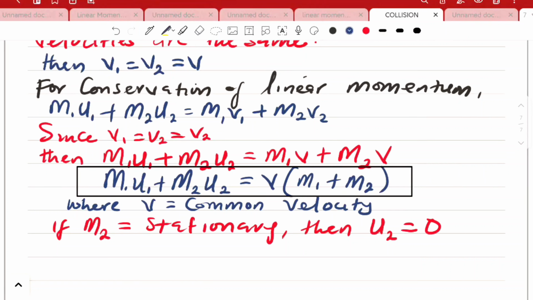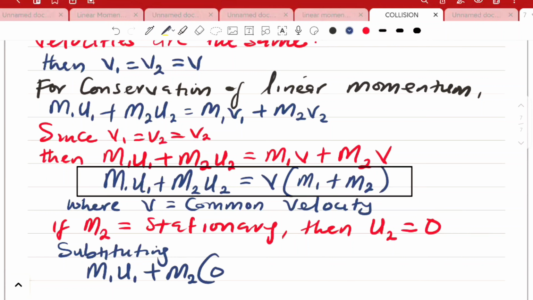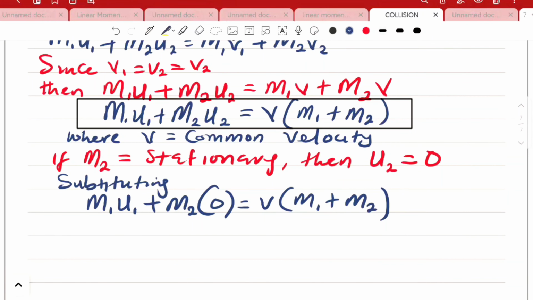Okay? So we are going to substitute that into the equation above. Substituting into the equation above, we have M1U1 plus M2 into 0 is equal to V into M1 plus M2. Close your bracket. Is that clear? M2 multiplied by 0 is 0. So all we have left is M1U1 plus 0 is equal to V into M1 plus M2.